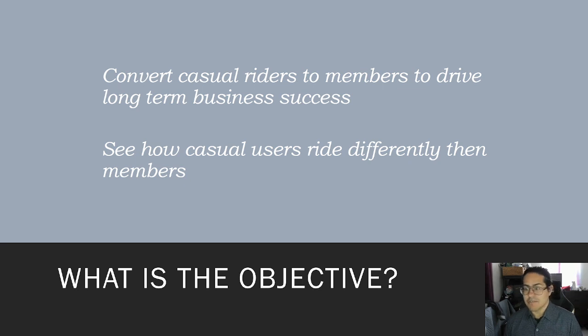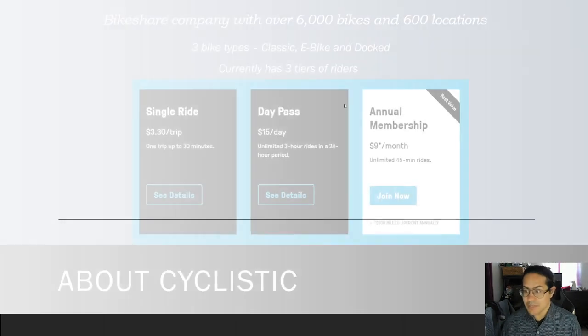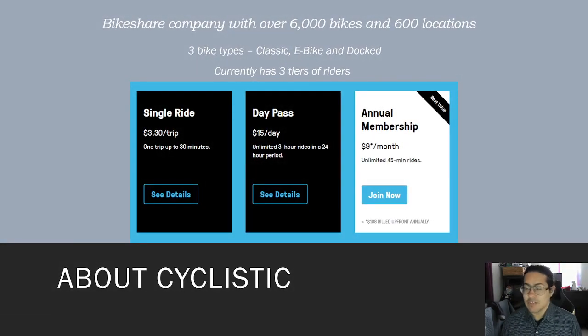To do this, what I'm going to have to do is see how users use the service differently. Compare the metrics that the casual riders have, whether that be duration, distance, start time, that kind of stuff, to the annual members, and then see how we can incentivize and convert the casual members to the annual members. So a little bit about the company before I go into the actual data. They are, again, a fictional bike share company based in Chicago with over 6,000 bikes and 600 locations.